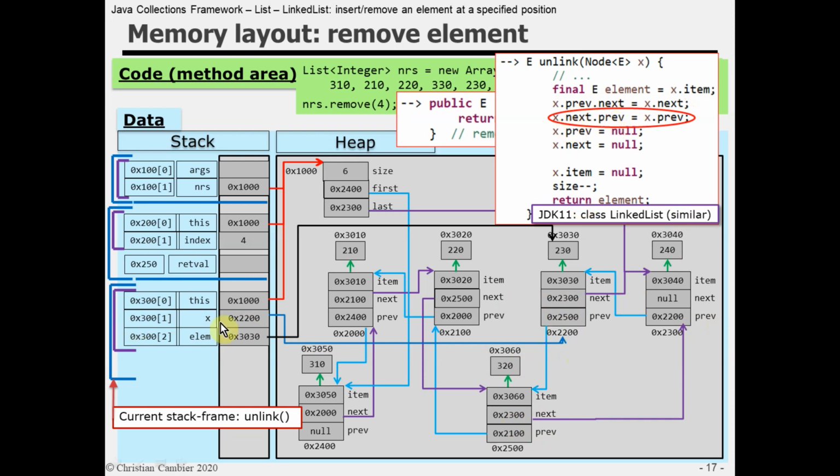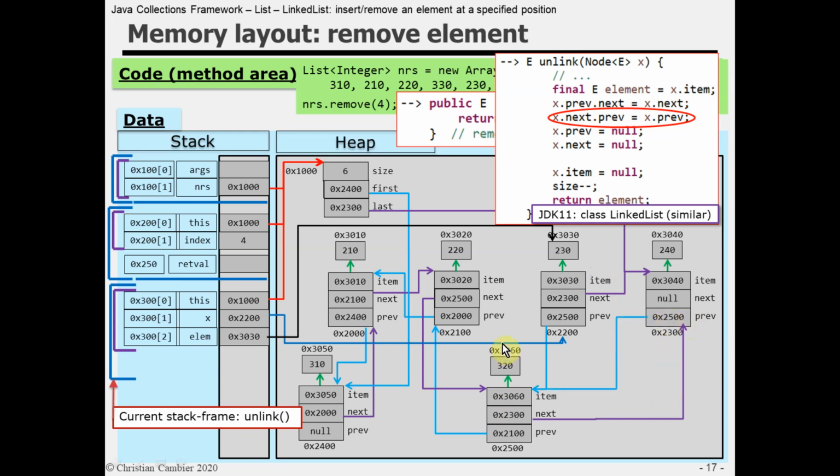Then x.next.previous, this arrow, pointing to the node to be removed, has to be diverted and will receive the value of x.previous, which is 2500. So this value will be 2500 because we need to refer to this node. This is done now.